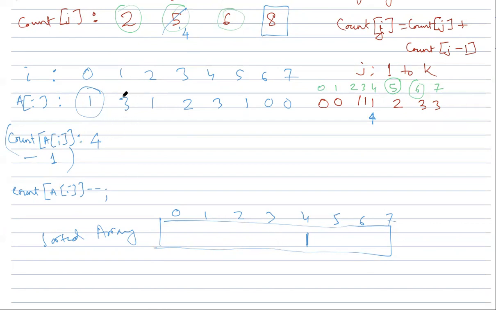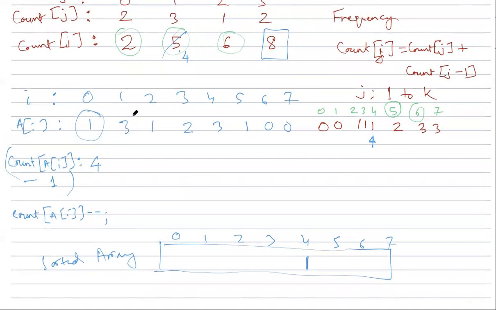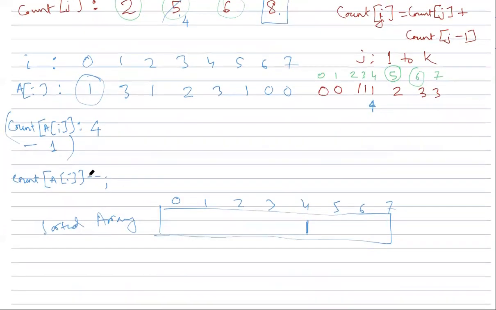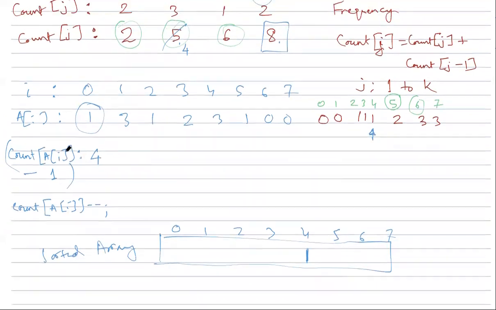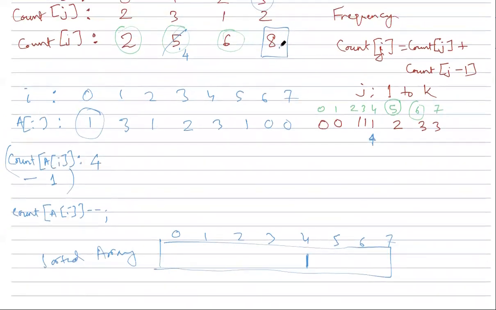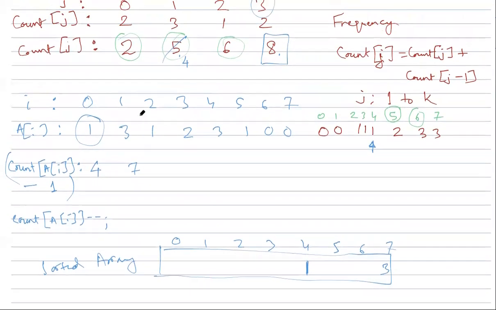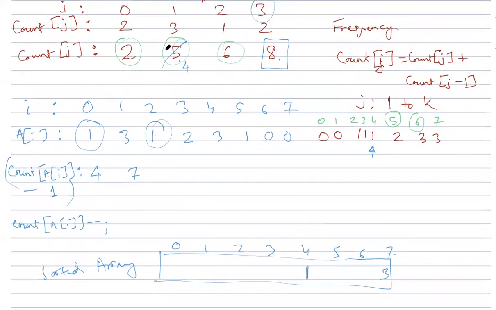Okay, so next, what is the next entry that comes? Next entry is 3. So where do we locate 3 here with respect to this? So 3 is here. So 3 is in the position number 8. So again, count of this is 8 of 3 is 8. So 8 minus 1, which is 7. So where am I going to position 3 here? It's going to go here. Okay. Next comes 1 again. So 1 again we are locating.